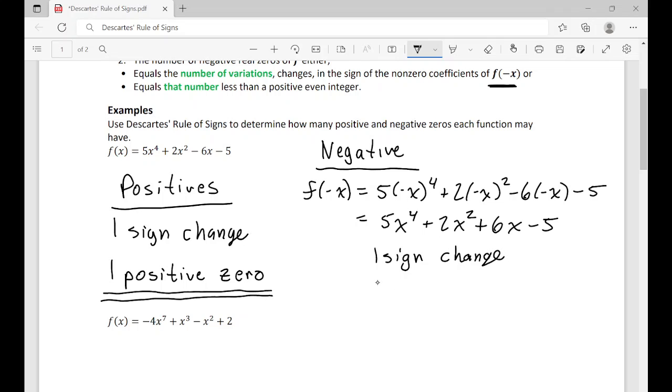There is one sign change again. That means we have at most one negative zero. And I don't have to worry about a number less than a positive even integer, because if I go down by a group of 2 on either one of these, or a unit of 2, I would get to a negative number, which is not possible. So I don't have to worry about it. This is the number of positive zeros there could be, and the number of negative zeros there could be.